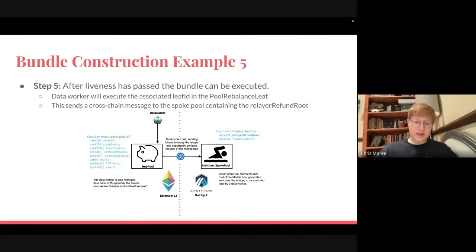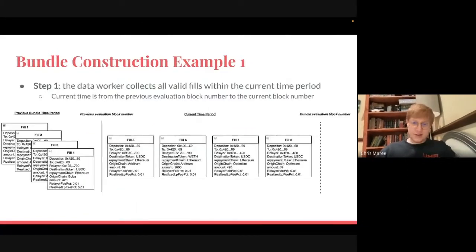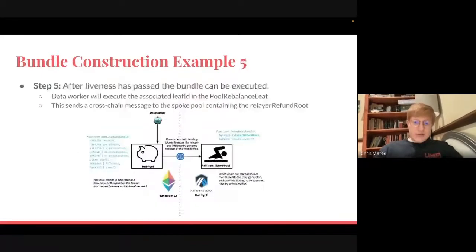So we now say to the spoke pool, hey, here is the relayer refund route, right? That's the thing in particular that we're tracking in this example. And here is the money to actually refund the relayers, right? For all of these valid fills. So here's the money, and we send it over the canonical bridge, right? We use the Optimism or Arbitrum bridge in this example.